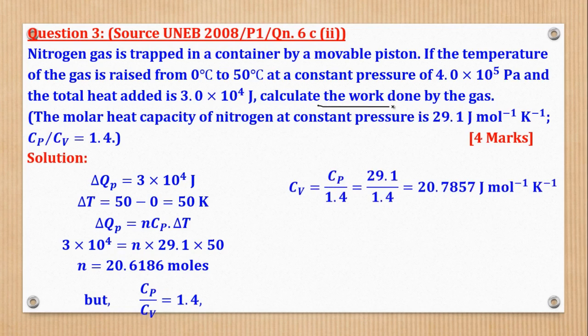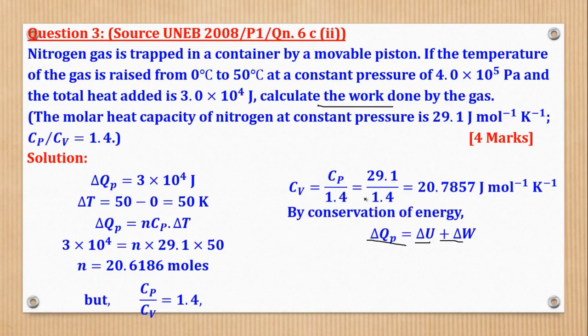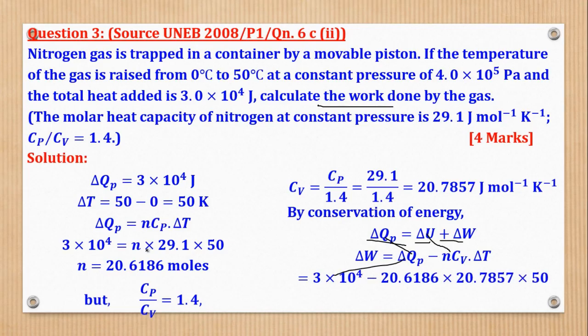But remember, the question wants work done by the gas. So by conservation of energy, QP is equal to dU plus dW. So make dW the subject, I'll get QP minus internal energy. So QP was already given. Then internal energy is nCv delta T. So n is that, Cv is that, and delta T is that. So use the calculator and that will be the work done.